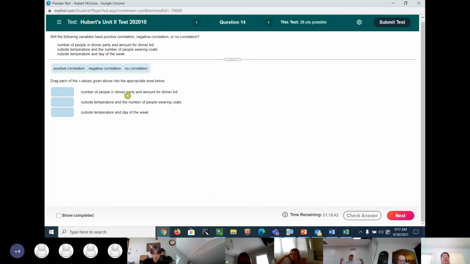Number of people in a dinner party and amount of dinner bill. Wait a minute. The number of people in a dinner party and the amount for the dinner bill. Well, if you start off with 2, you're going to pay for 2, but if you start off with 5, you're going to pay for 5. So what is the bill going to do as the quantity goes up? The bill is going to go up. So what is that? Left to right, what's it doing? Left to right, positive slope, Hubert. That's right, class.